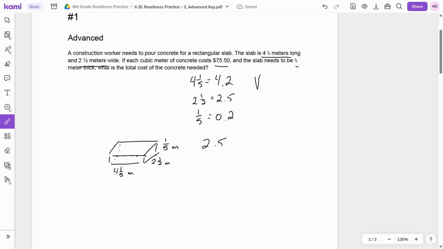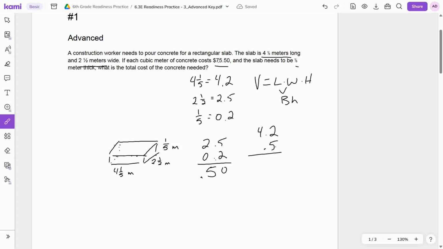Remember, my volume equals length times width times height, or the base times height. So I'm going to have to multiply all three. We do the bottom two first. 2.5 times 0.2 is going to look like 50, but I've got 2 digits behind the decimal, so really it's 0.50. Then I want to take my 4.2 and multiply that by 0.5.